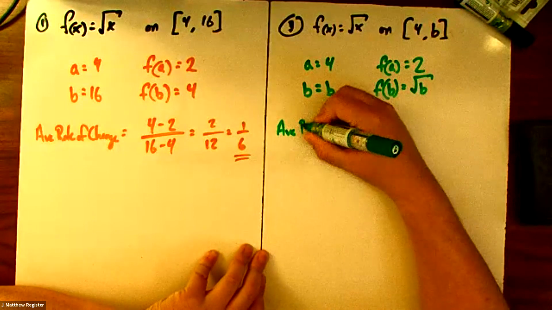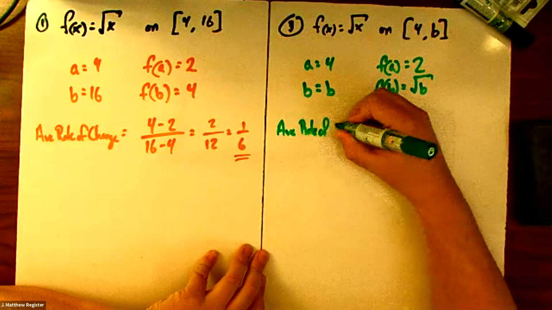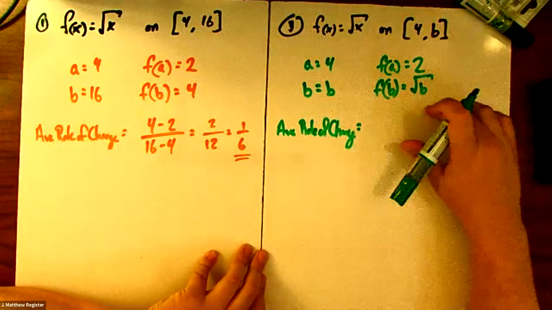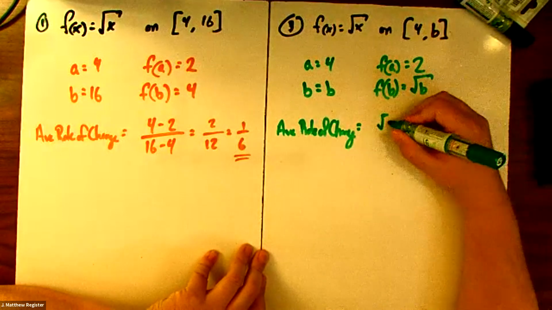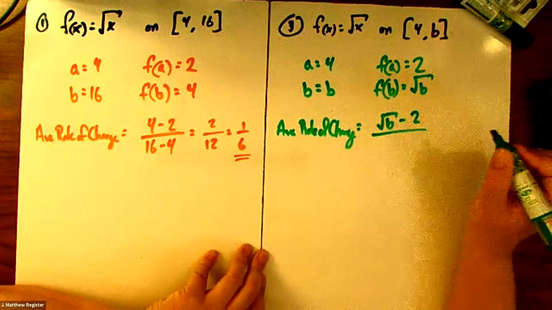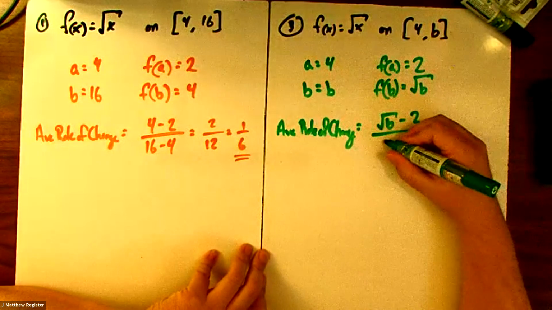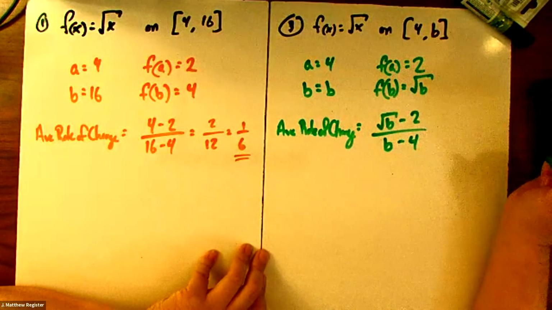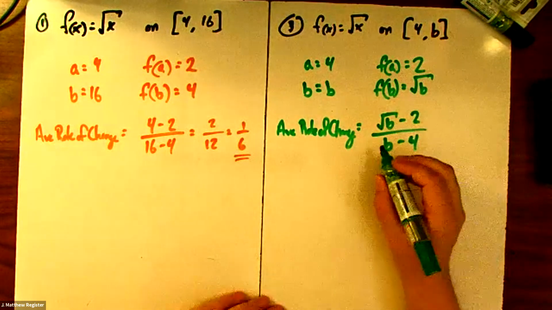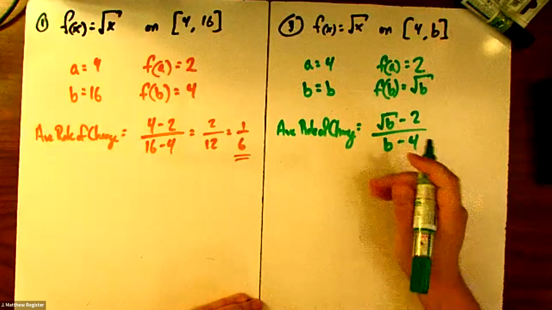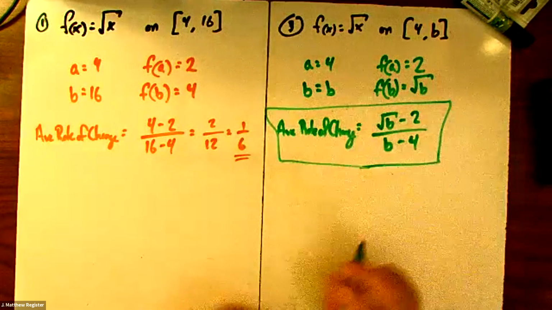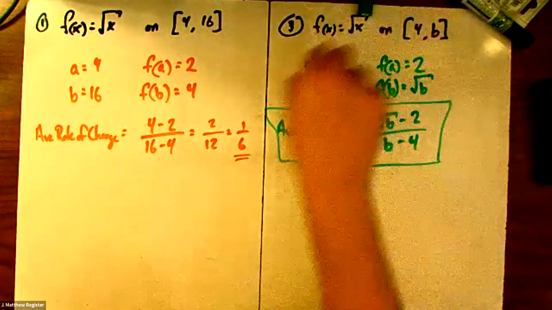That tells us that our average rate of change is going to be equal to f of b minus f of a, which is square root of b minus 2, over b minus 4. And so this is an expression which will tell you the average rate of change on any interval. And so from 4 all of the way out to any number, this will tell us our average rate of change.